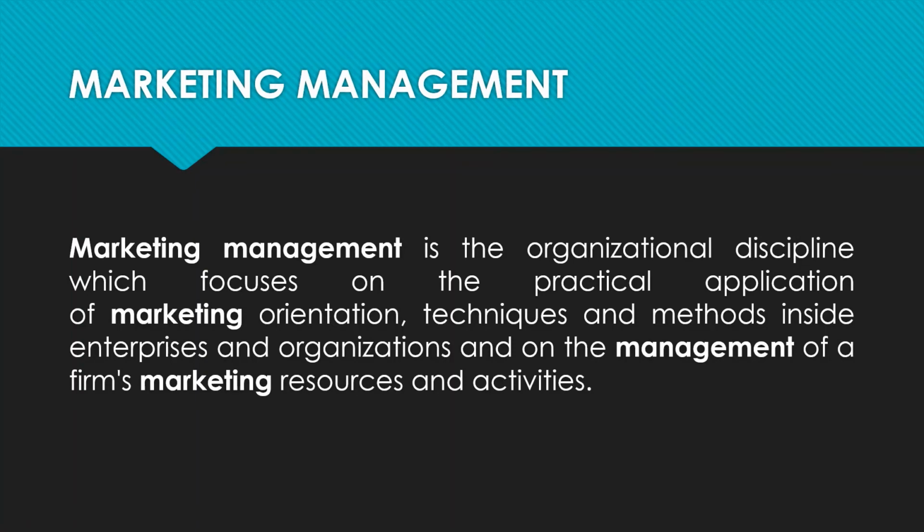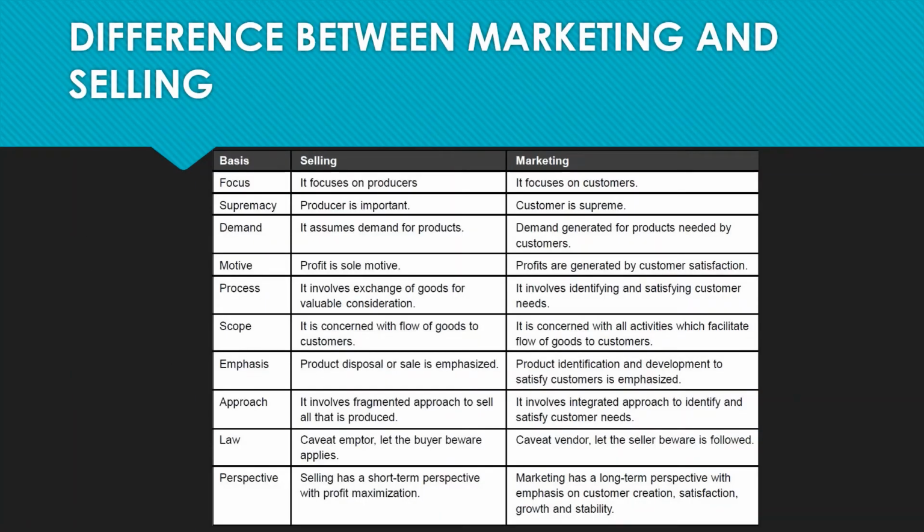Next, I have included the difference between marketing and selling. You can simply read it, and let us discuss. First, on the basis of focus: selling focuses on producers, marketing focuses on customers. Supremacy: in selling, the producer, the person who is producing the product, is very important. Marketing totally depends on the customers, on how you are convincing a customer. So in marketing, the customer is a god, the customer acts as supreme.